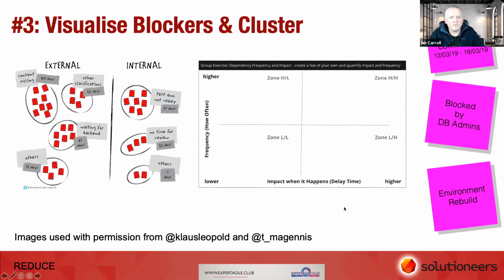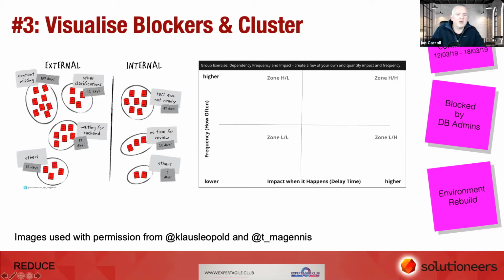The next one, visualizing and clustering blockers. So if you think about when we saw the diagram of the upstream versus downstream boards, if you're using Kanban, we visualize our blockers. We make them very, very obvious to everybody. We escalate, we tackle the blockers.